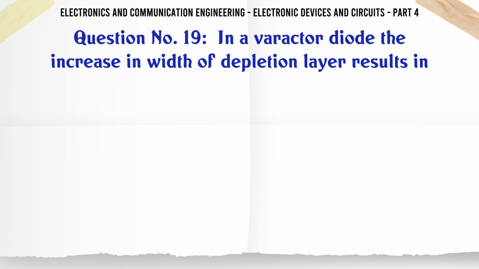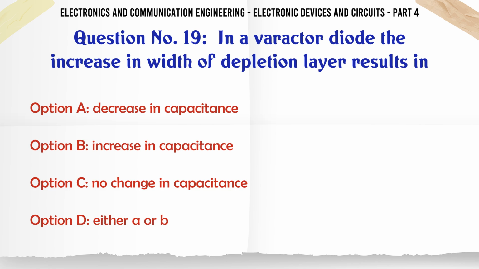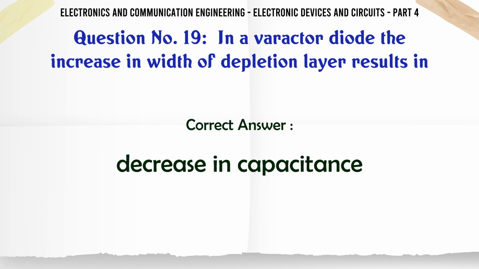In a varactor diode, the increase in width of depletion layer results in: A. decrease in capacitance, B. increase in capacitance, C. no change in capacitance, D. either A or B. The correct answer is decrease in capacitance.